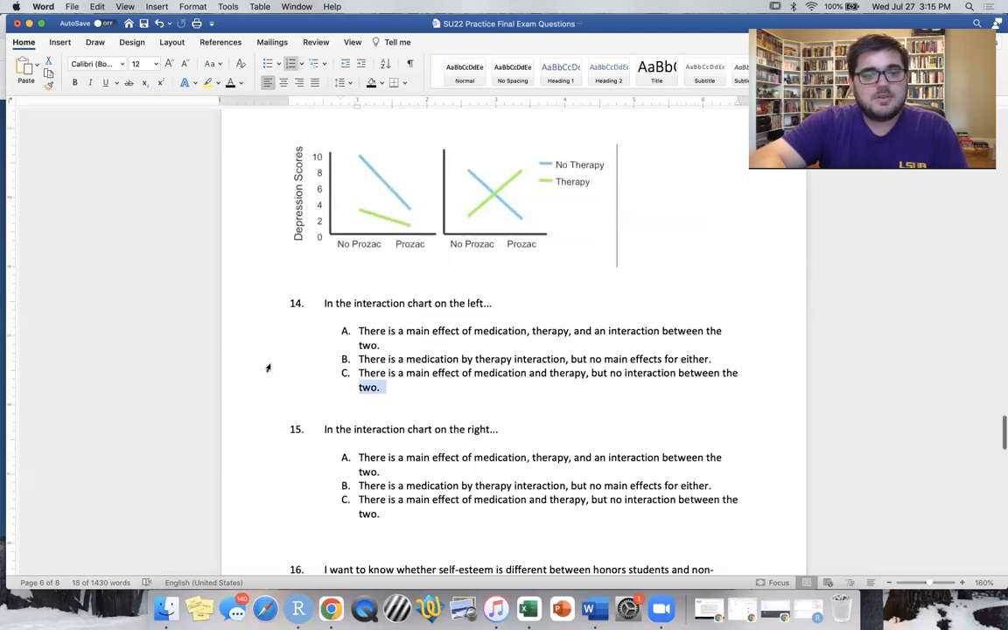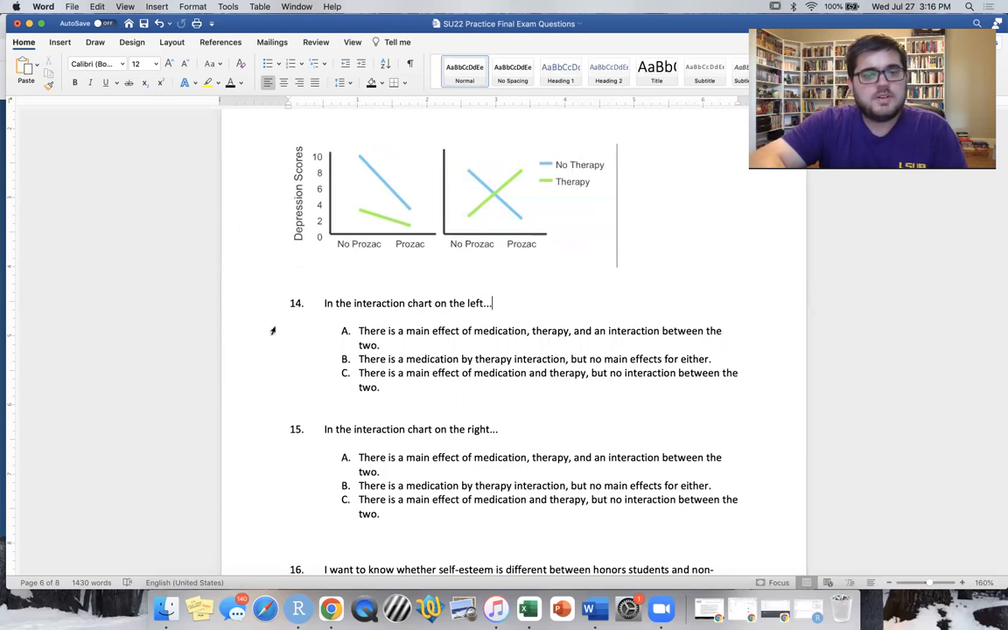All right, we got two interaction charts here and two questions about those charts. First one: in the interaction chart on the left, there is a main effect of medication and an interaction? There's a medication by therapy interaction, but no main effects. Okay. Yeah, interaction charts can be tricky.